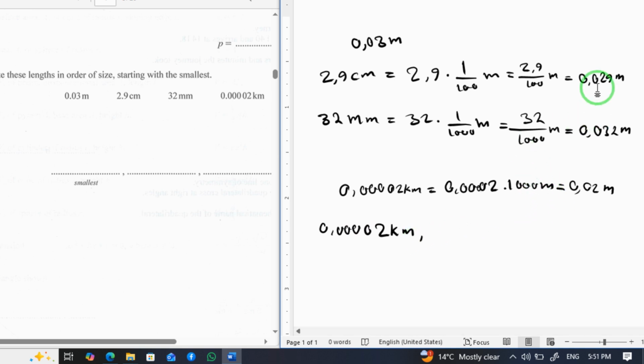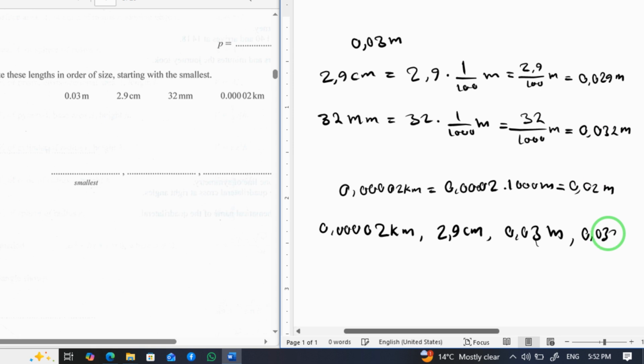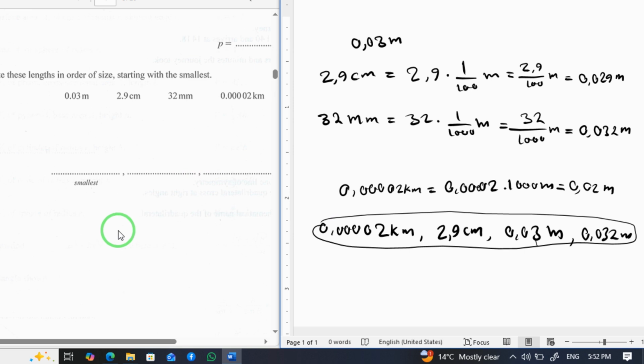After this is the next smallest, 0.029 meter. Actually this value should be written as 2.9 centimeters, so I write 2.9 centimeters next. Then 0.03 meter, this one, and the last one is the largest, 0.32 meters. We should write this answer in this part here.